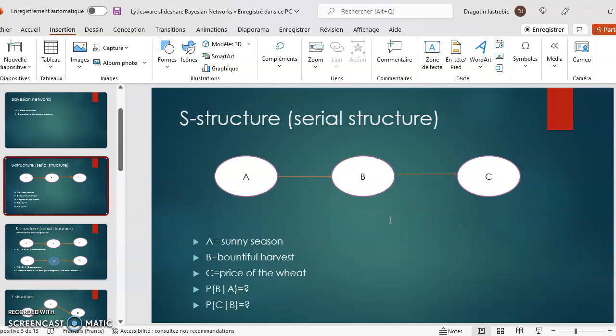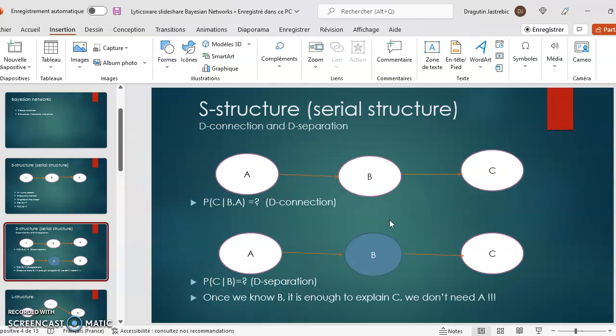What does it mean? If we go back to the previous slide, once we know that the harvest was beautiful, we know that the price will be more elevated. So we don't actually need the information about the sunny season. That's the concept. So we say that the nodes A and C are D-separated. There is a D-separation between two nodes because if we want to calculate the probability, we don't need information from node A. We just need the information from node B. So B is separating A and C.